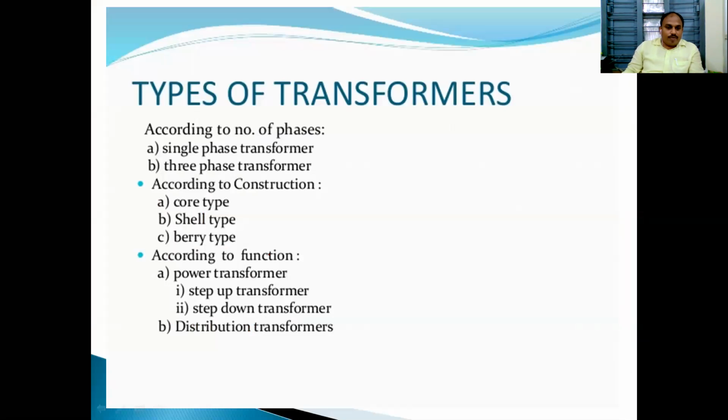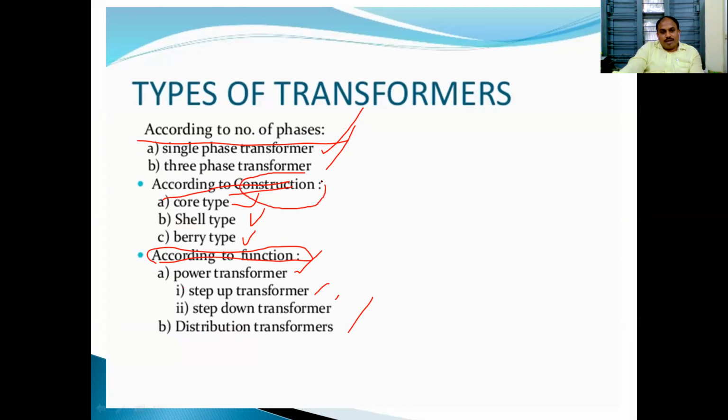So what are the types of transformers? According to the number of phases: single phase transformers and three phase transformers. According to construction: core type, shell type, and berry type. According to operation and application, where we use it: power transformers and distribution transformers. In power transformers, step up and step down both exist.